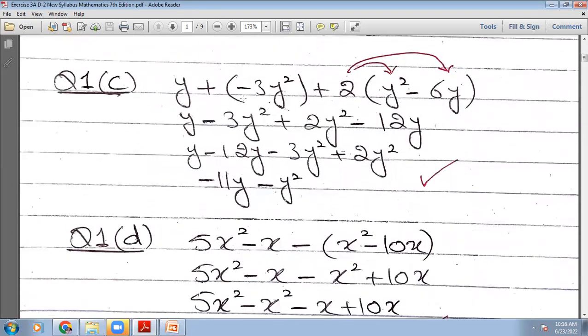So here you can see y plus minus 3y squared plus this 2 will multiply with both these terms. So it will become 2y squared minus 2 will multiply with 6y, it will become 12y. Now I will arrange the same like terms, y and minus 12y, minus 3y squared plus 2y squared. Their coefficients will be added, subtracted. So 1 minus 12, it will be minus 11y, minus 3 plus 2, it will be minus 1y squared. I hope you understand.